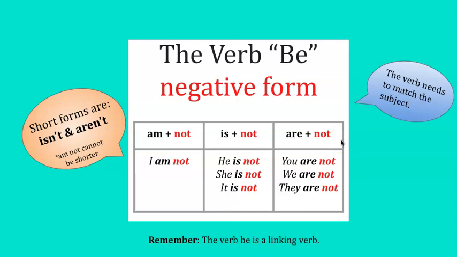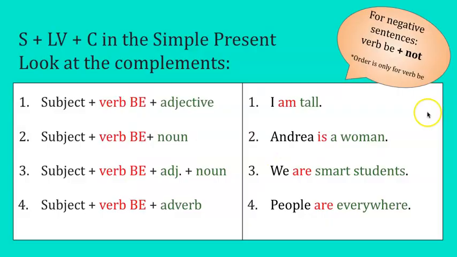You can use the short forms, the contracted forms, isn't or aren't. Am not cannot be shorter, so it's always am not. You can say he is not or he isn't, you are not or you aren't.